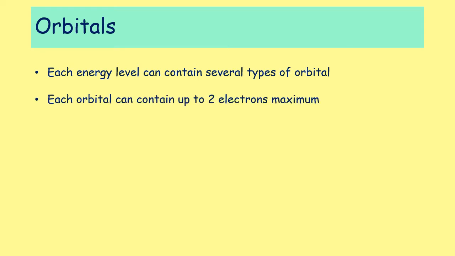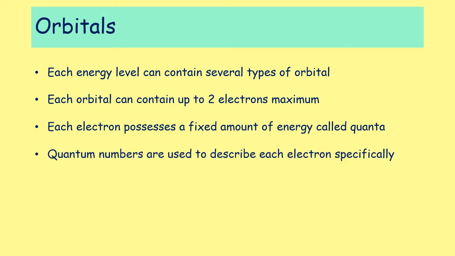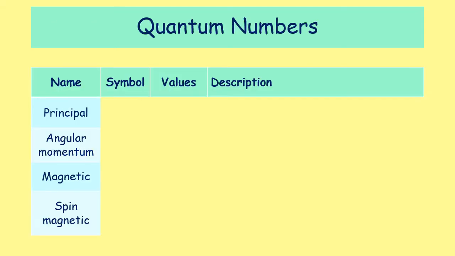Each orbital can contain a maximum of 2 electrons, and each electron possesses a fixed quanta or value of energy, which is why you get a discrete line in the atomic absorption or emission spectrum. And quantum numbers can be used to describe each electron within an atom. So you've got to remember that quantum numbers are used to describe electrons. A lot of the information in quantum numbers describes orbitals, but overall, please remember that quantum numbers are describing electrons.